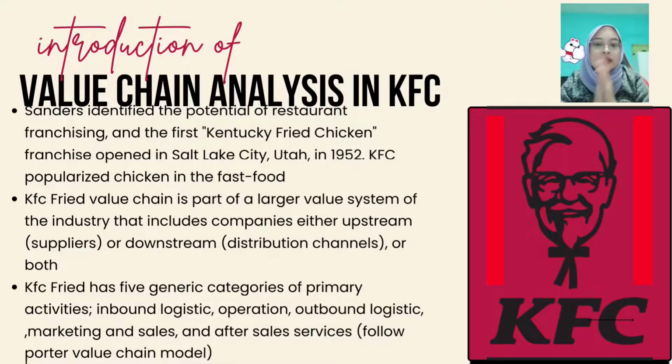So let's move to the value chain analysis of KFC. Sanders identified the potential of restaurant franchising, and the first KFC franchise opened in Salt Lake City, Utah in 1952. KFC popularized chicken in fast food. KFC's value chain is a part of the largest value system of the industry, which includes companies either upstream or downstream or both. Related to our topic, KFC has 5 generic categories of primary activities, which are inbound, operations, outbound, marketing, and after-sales service.